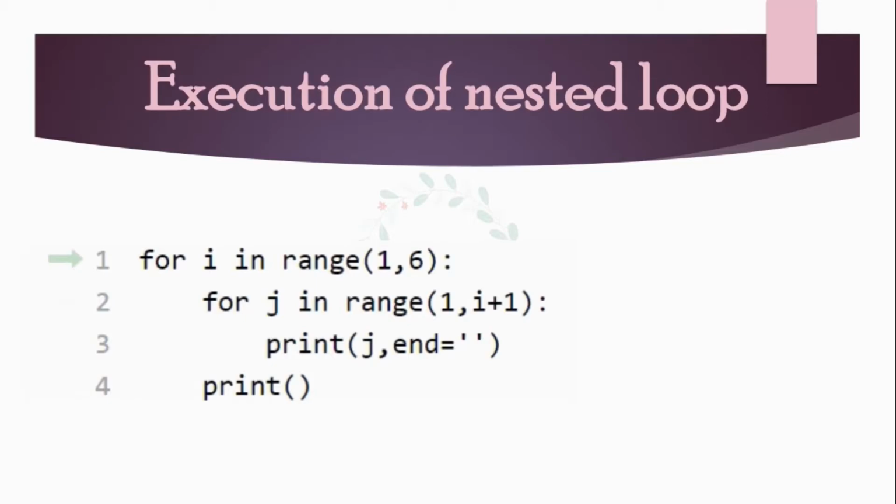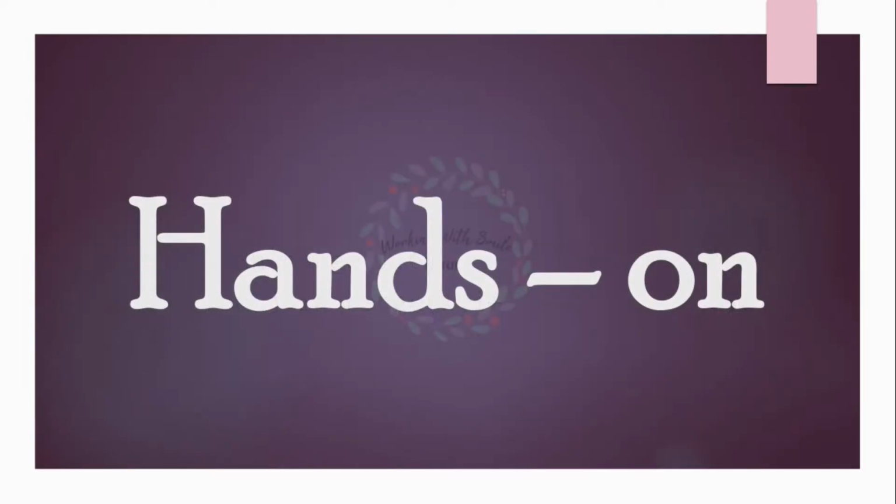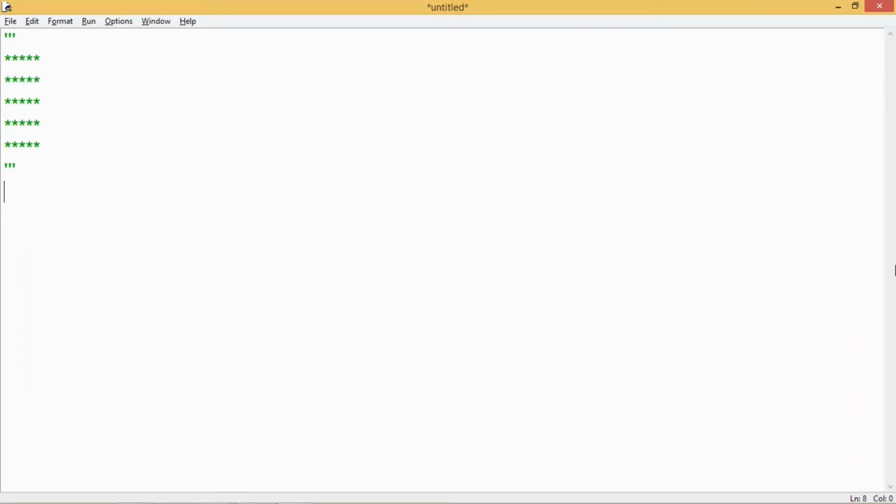The code here generates a right angle triangle consisting of a pattern of digits from 1, and the digits keep on increasing according to the number of rows. Let's have a hands-on on different examples which will help you to work with nested loops easily. So let's begin with our first pattern, which involves the use of nested loops.